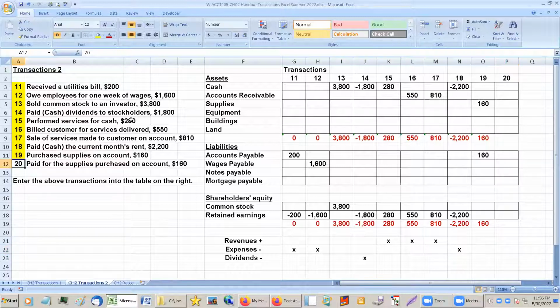Paid for the supplies purchased on account. Okay, so we paid for the supplies purchased on account, so we paid them with cash. Notice we didn't get any more supplies. We're simply paying for it. And we will take out 160 out of here.